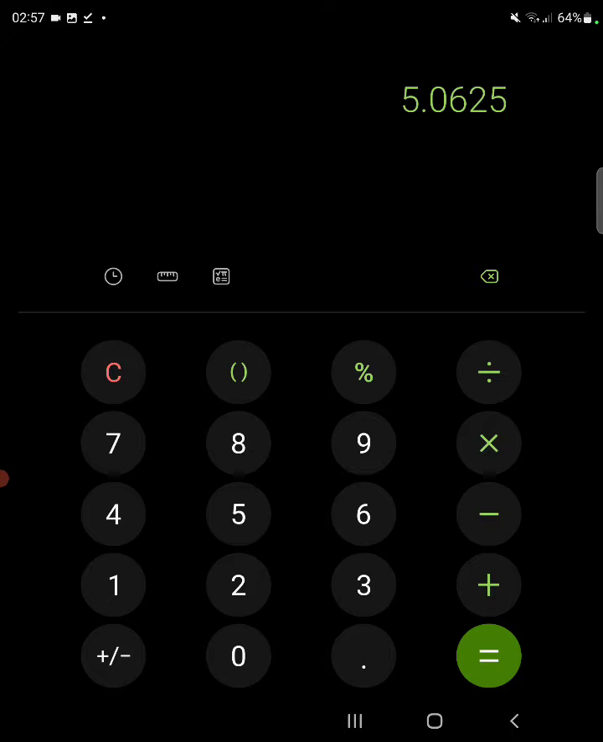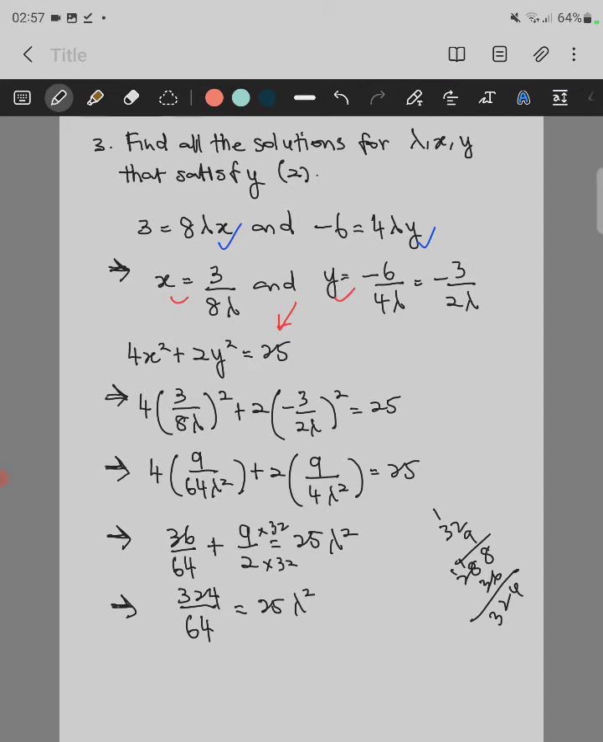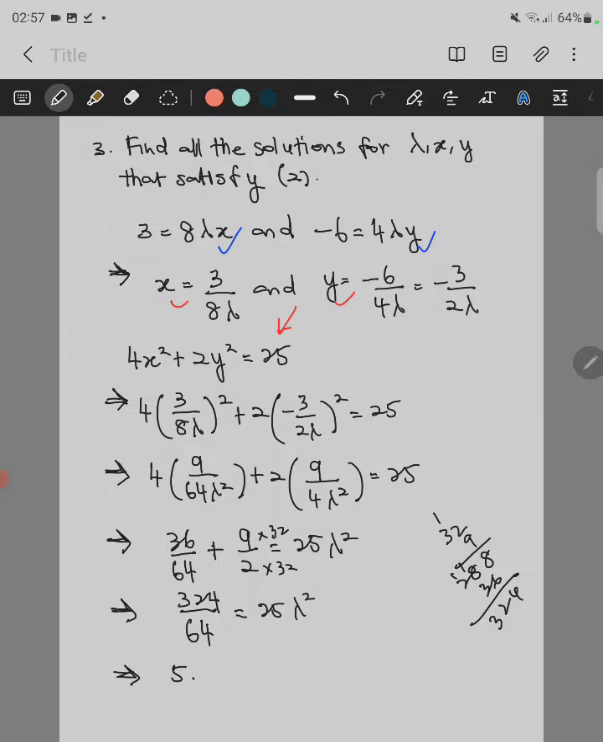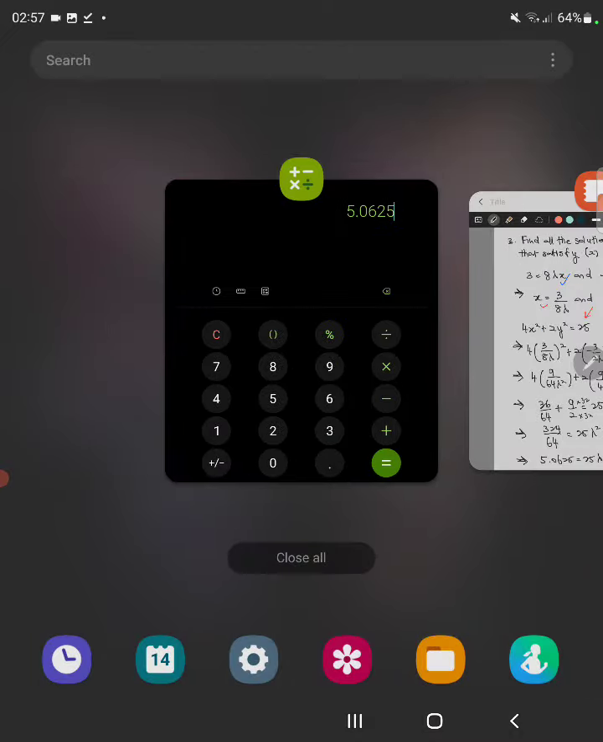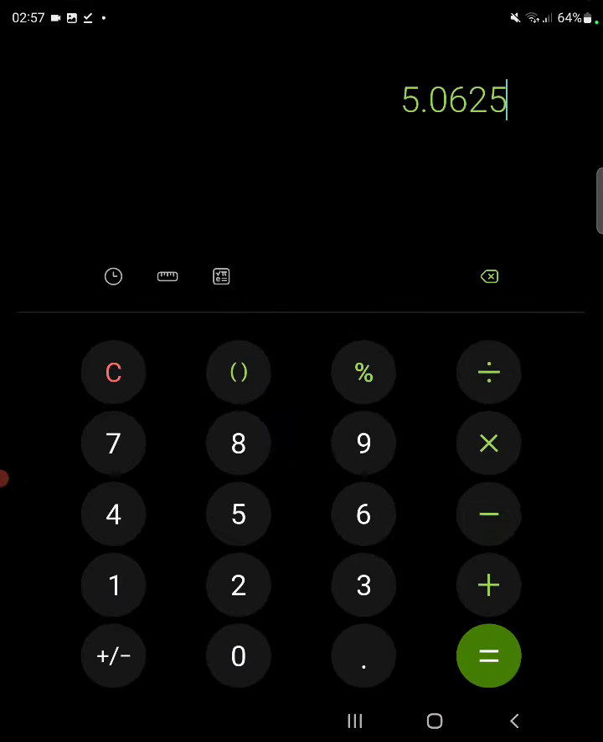So this will be 5 point something. From here we have 5.0625 equals 25 lambda squared. So we can just find what our lambda squared is. Lambda squared here equals 5.0625, and then we divide by 25.